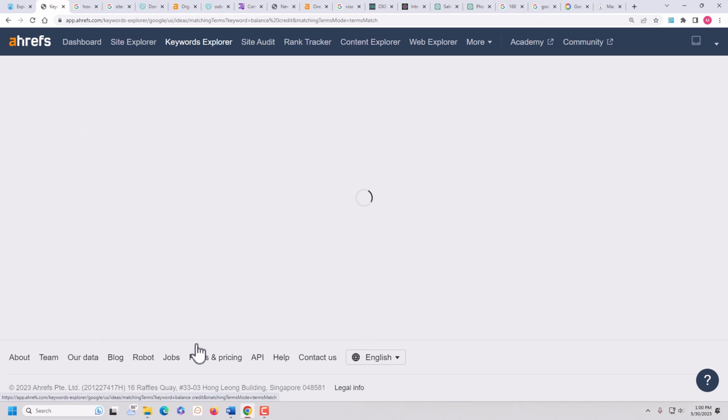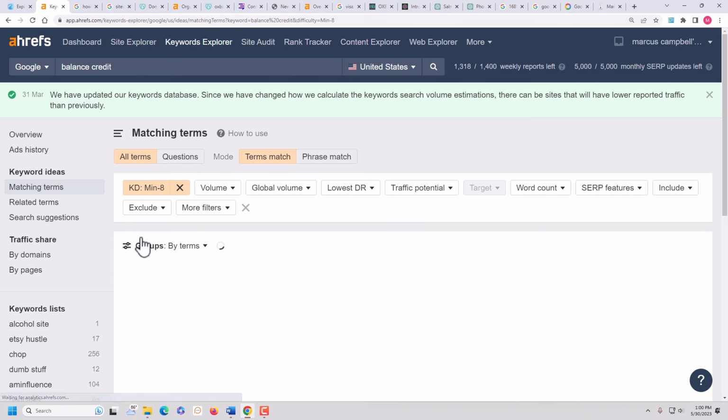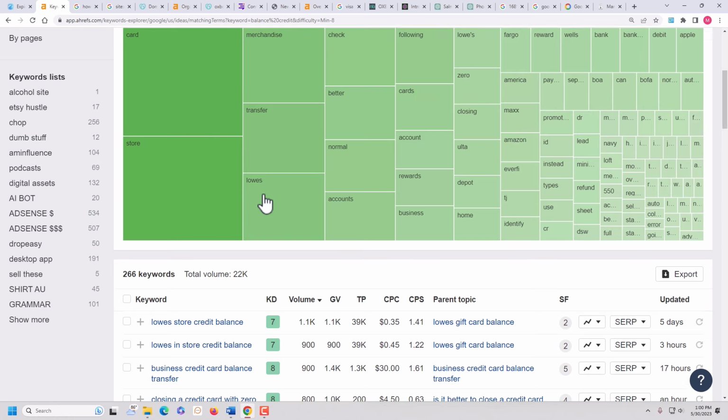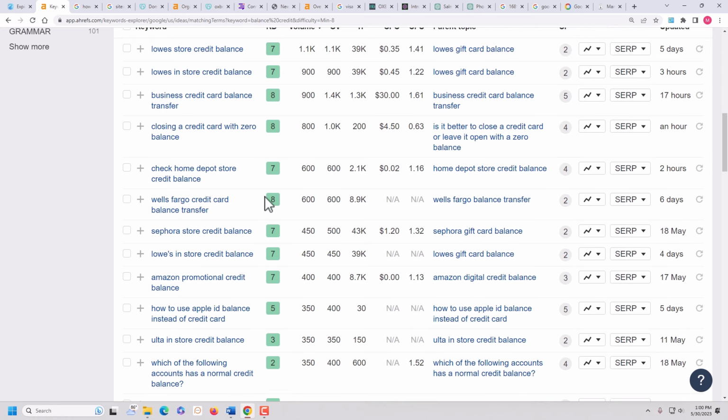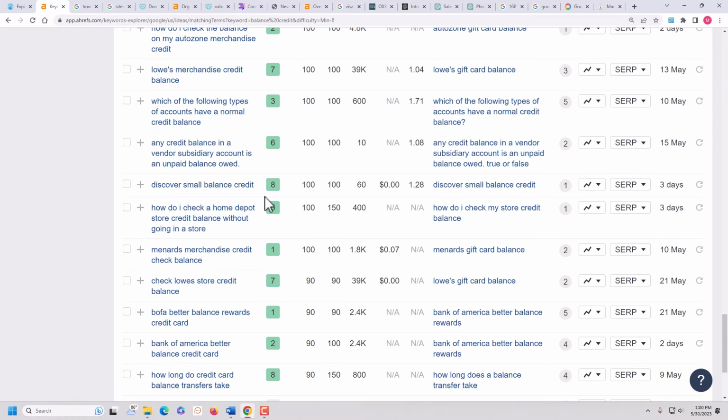We simply go over here, choose a low KD to get the low competition keywords, hit show results, and we can see all kinds of different keywords related to how to balance your credit or credit card balances and different things like that.